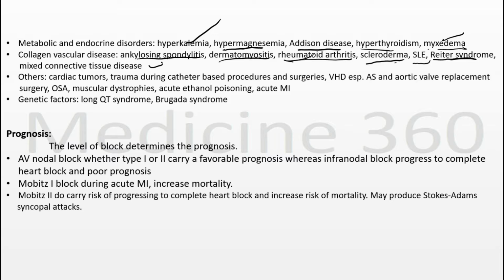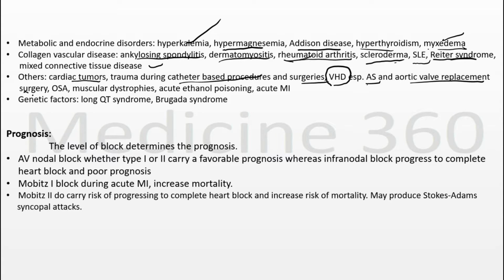These different disorders can lead to heart blocks. Then the other disorders are cardiac tumors, trauma during catheter-based procedures, and surgeries of the heart, which can lead to damage to the His bundle or other conduction system and can lead to heart blocks. Then there are valvular heart diseases, especially aortic stenosis and aortic valve replacement.